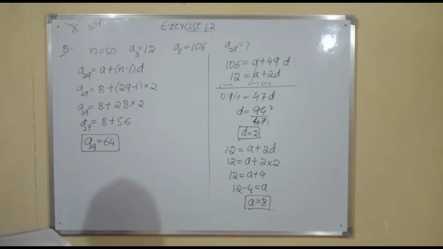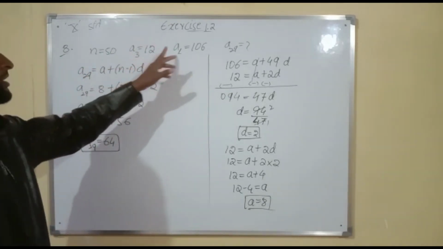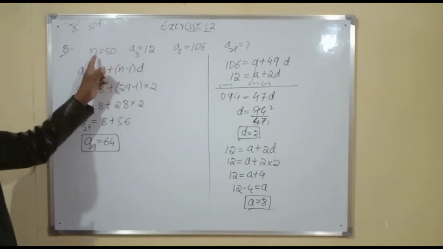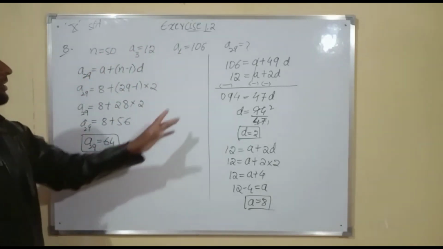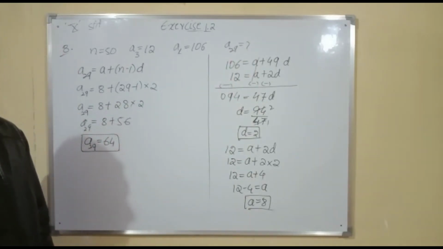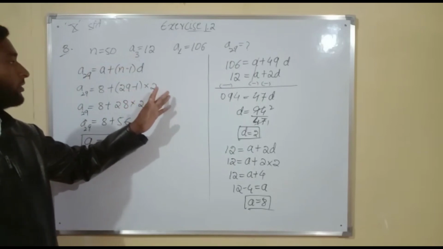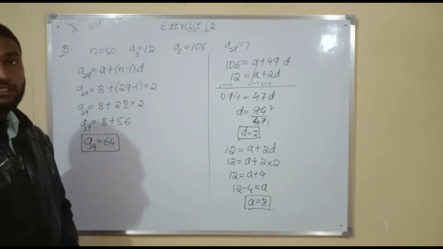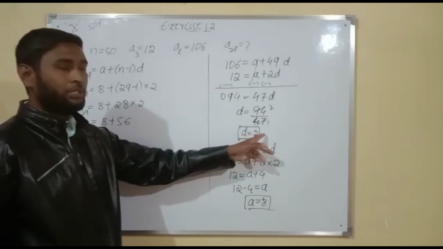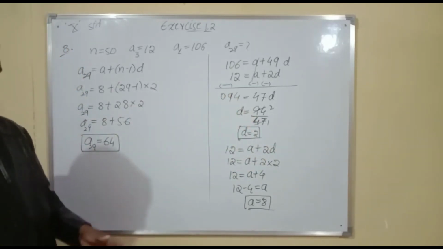Okay. See, we are given here the third term, the last term, and the number of terms. Here we were asked to find out the 29th term. First we came to know the first term, then we got the common difference. With the help of the first term and the common difference, we came to know the 29th term. Okay.